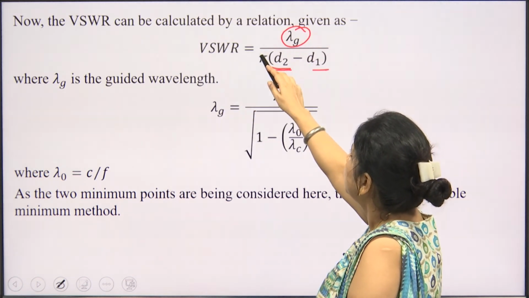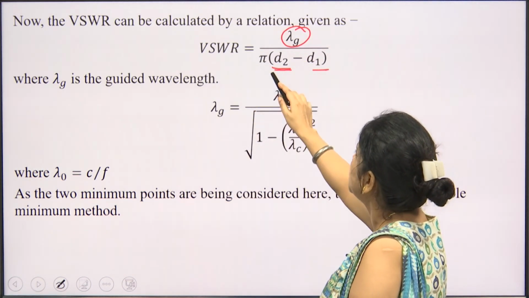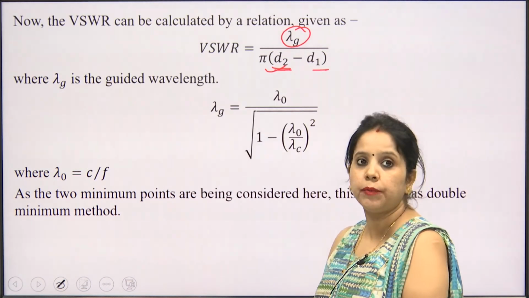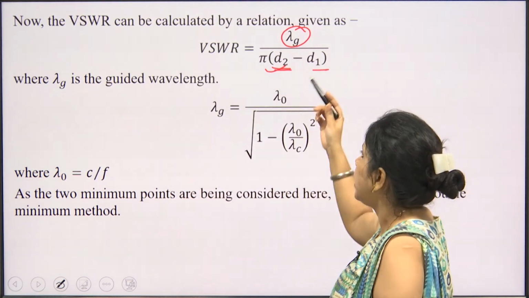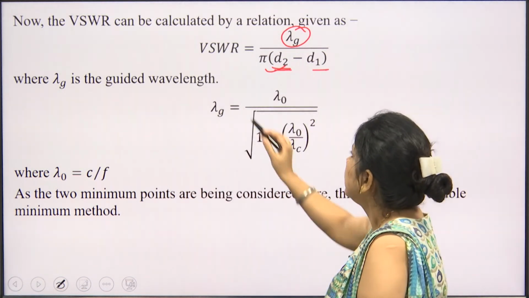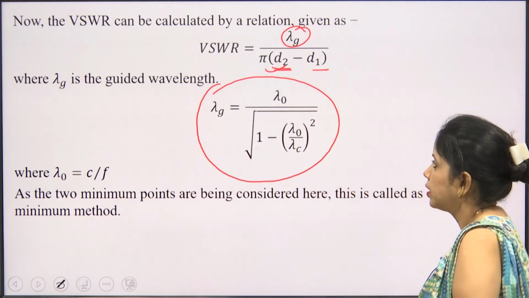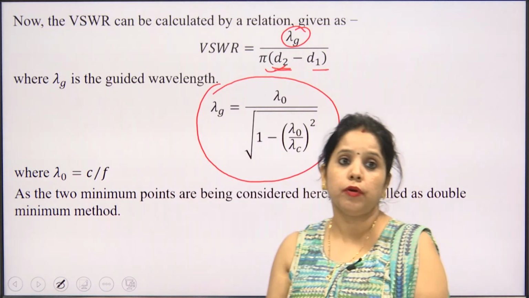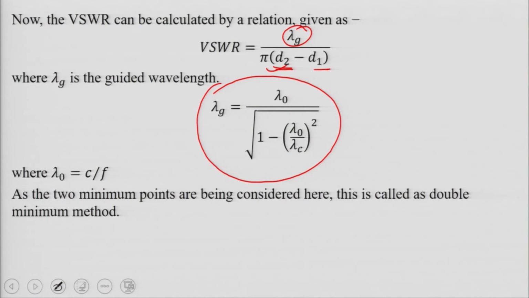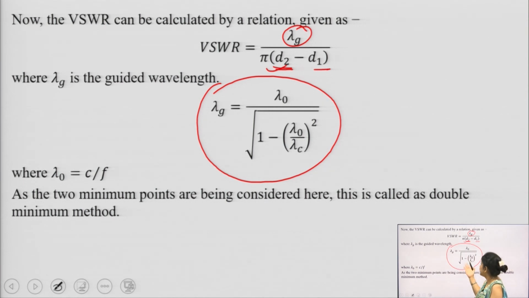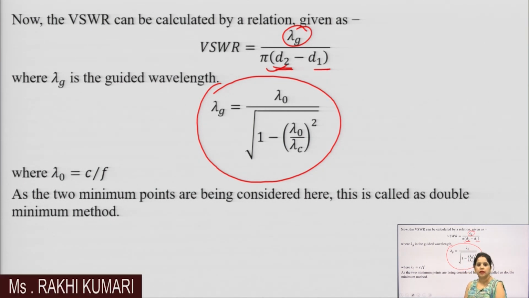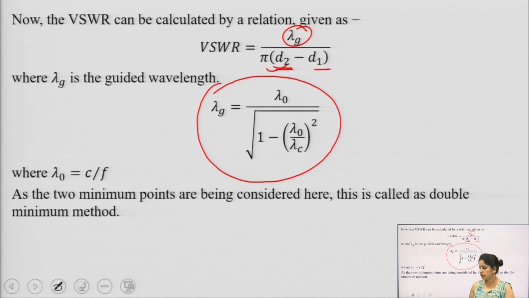VSWR is equal to lambda g upon pi times (D2 minus D1). D2 minus D1 can be obtained by the double minima method, and lambda g, which is our guided wavelength, can be obtained by this formula. This formula is already known to you, which we discussed in waveguides, and if you know the waveguide parameters we are using in the microwave test bench, we can easily calculate the value of lambda g with the specification already provided with the test bench.